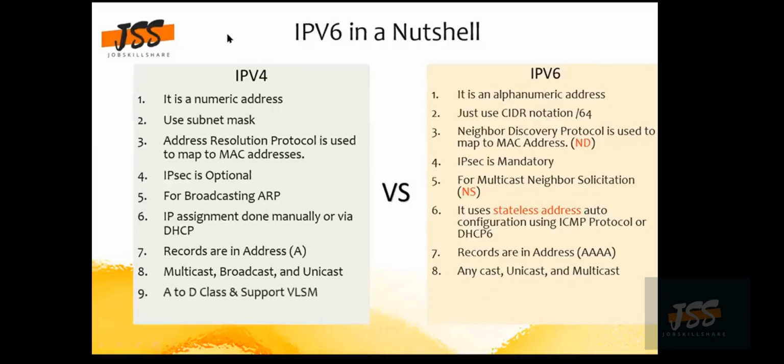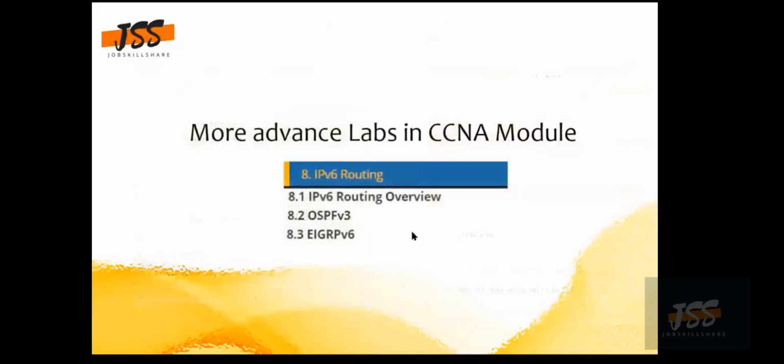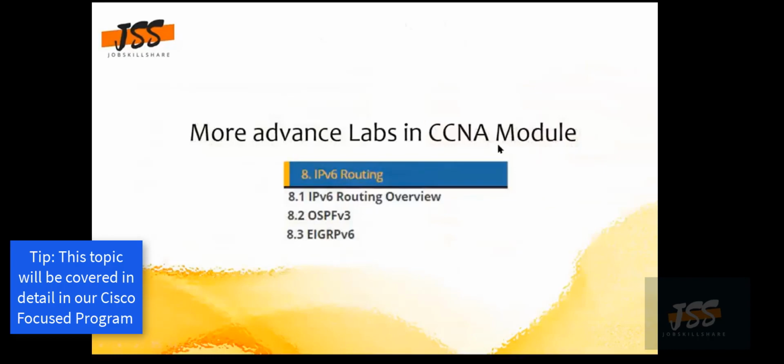Then we have classes in IPv4, like A to D class, which support VLSM, and in IPv6 there is no kind of VLSM, and there is no class. And we do not need these classes because IPv6 itself is long enough. It has so many addresses, it can accommodate them. Okay. And then, I just mentioned a more advanced lab in the CCNA module. When you hit CCNA, you will see the complete module for IPv6.